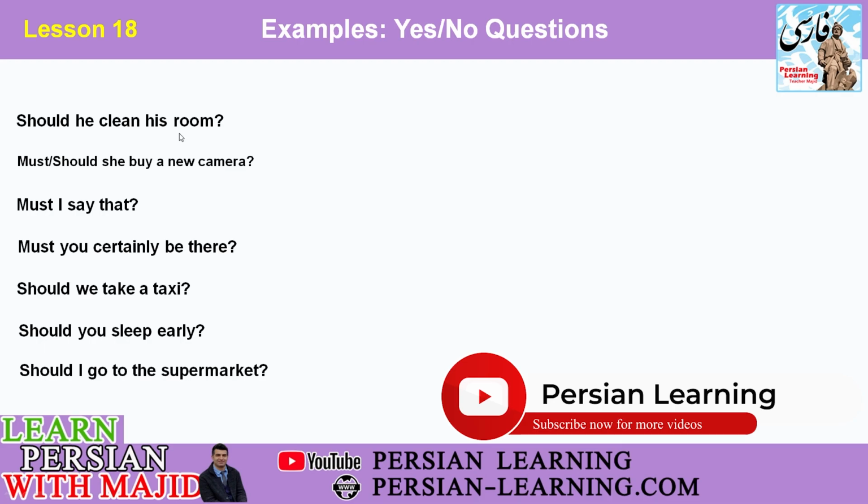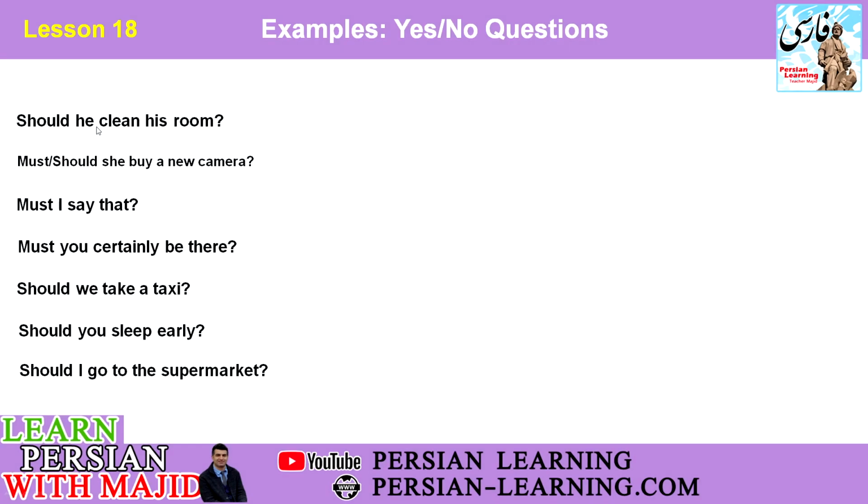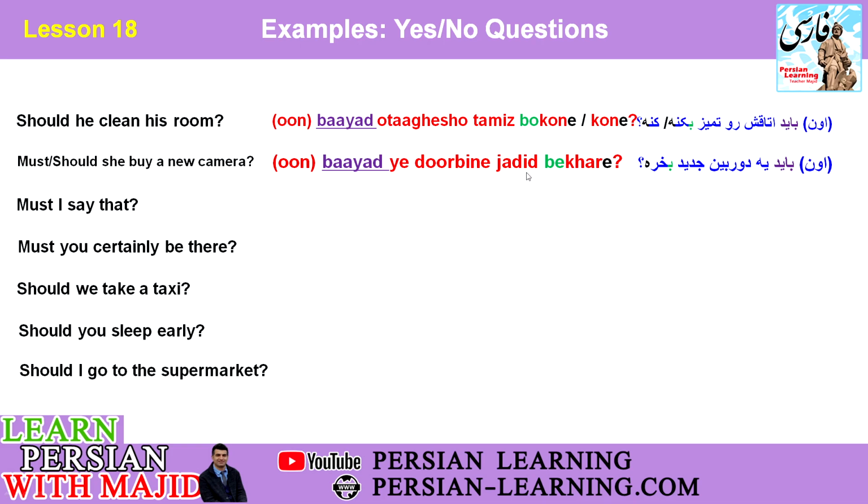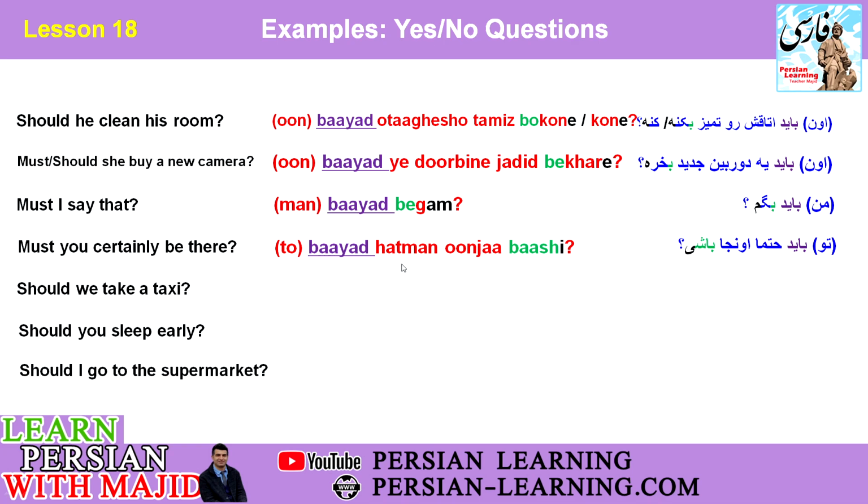So should he clean his room is exactly our sentence, he should clean his room. Just our intonation is in question form. اون باید اتاقشو تمیز بکنه or اون باید اتاقشو تمیز کنه. Must or should she buy a new camera? باید یه دوربین جدید بخره. Must I say that? باید بگم. Must you certainly be there? تو باید حتما اونجا باشی. Certainly, حتما.